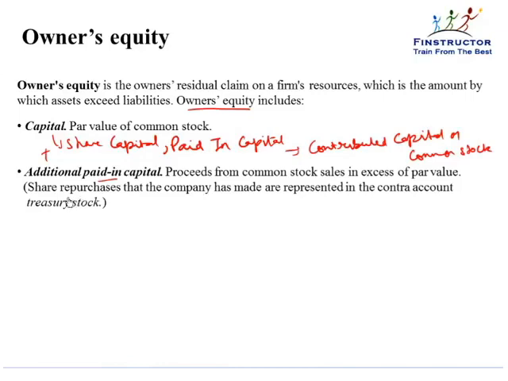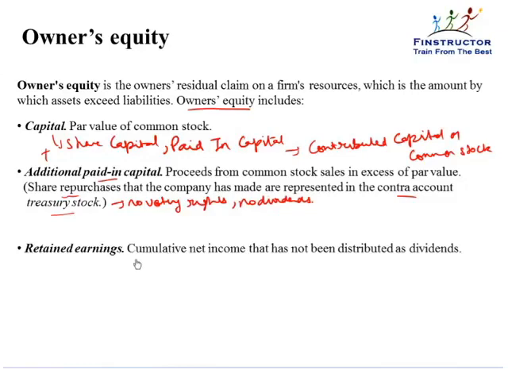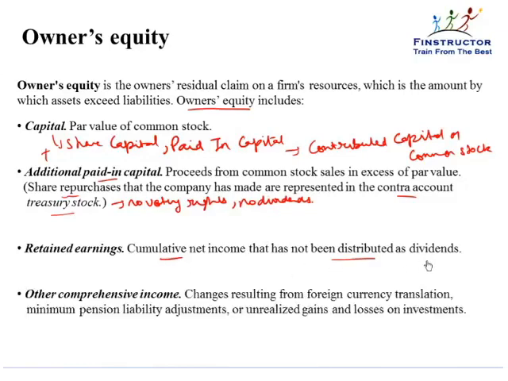Companies sometimes can repurchase and extinguish the shares. So share repurchases that the company has made are represented in a contra equity account called treasury stock. The treasury stock is the amount of equity that has been repurchased, and treasury stock has no voting rights and gets no dividends. Retained earnings is the cumulative net income that has not yet been distributed as dividends, as we just saw. One last equity account that we'll study is called as accumulated other comprehensive income.